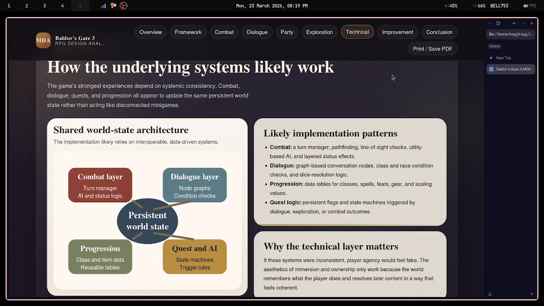That matters because it allows combat, dialogue, and exploration to influence one another. Without that shared state, the player's choices would feel separated and less believable. So technically, the game's strongest aesthetic depends on reliable system integration.